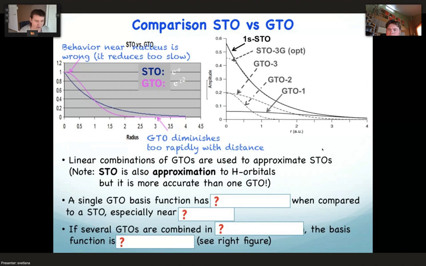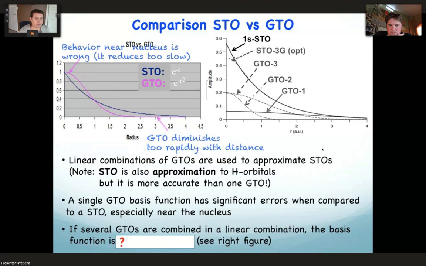So a single GTO basis function has a significant error compared to Slater, especially near the nucleus and far away from the nucleus. But if you take several GTOs as a linear combination, the basis function is greatly improved. And again, what's the difference between this STO-3G in my notation in the right image compared to just GTO3? STO-3G has coefficients which were already chosen to minimize the overall energy, and the weight coefficients for each of the Gaussian functions were already taken in the right way to minimize the error.